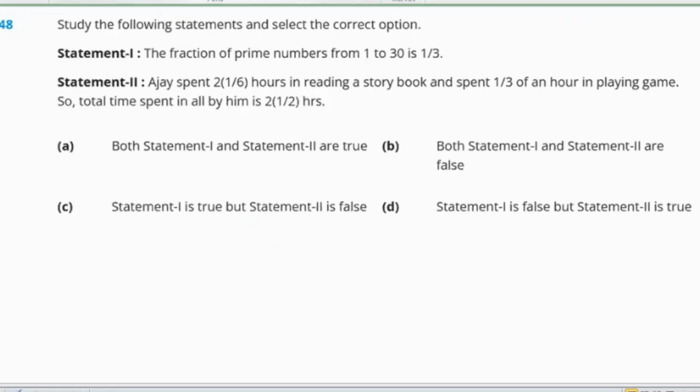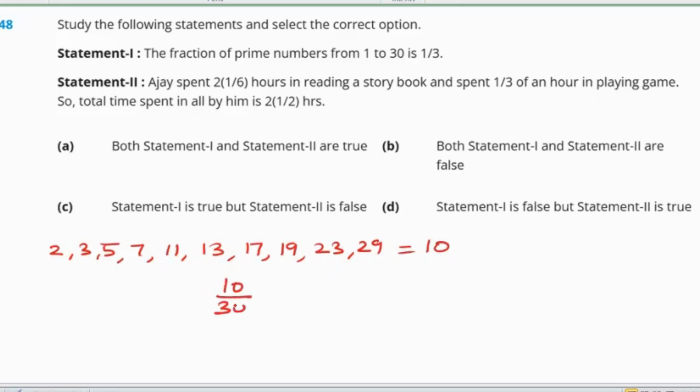Now question number 48. Statement 1 says the fraction of prime numbers from 1 to 30 is 1 by 3. So how many prime numbers are there from 1 to 30? We have 2, 3, 5, 7, 11, 13, 17, 19, 23, and 29. How many numbers are there? 1, 2, 3, 4, 5, 6, 7, 8, 9, 10. We have 10 prime numbers out of the numbers 1 to 30. So 10 by 30 gives us 1 by 3. Yes, that is true.